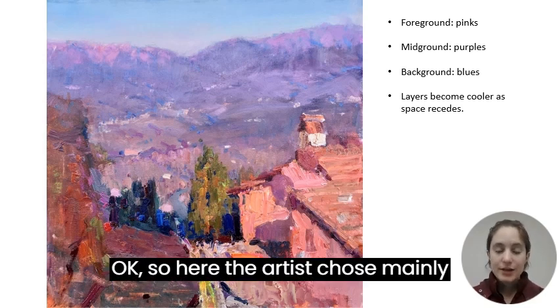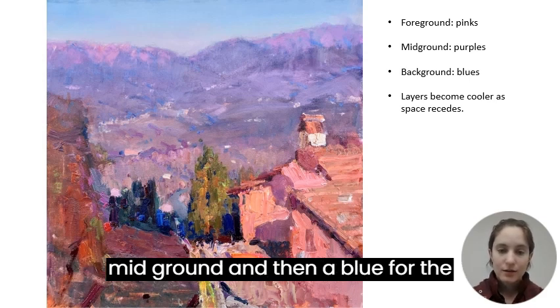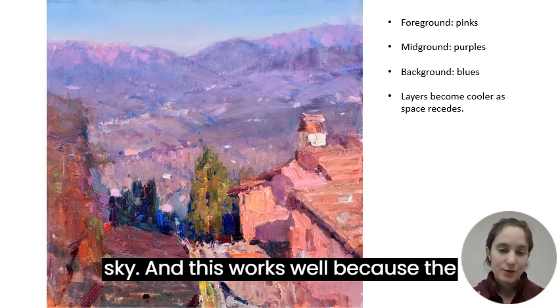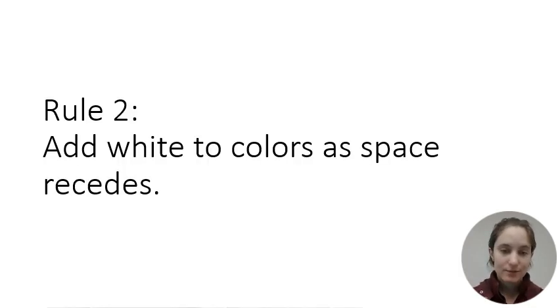Okay, so here the artist chose mainly pinks for the foreground, purples for the midground, and then a blue for the sky. And this works well because the layers become cooler as space recedes.